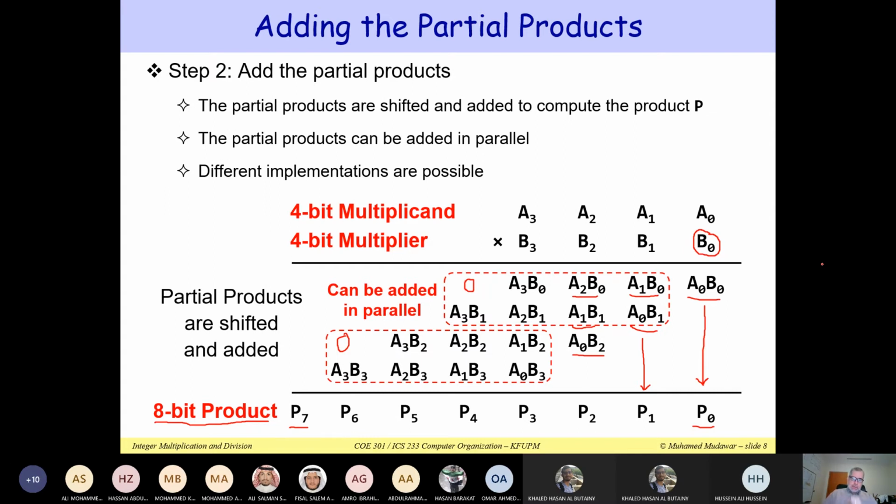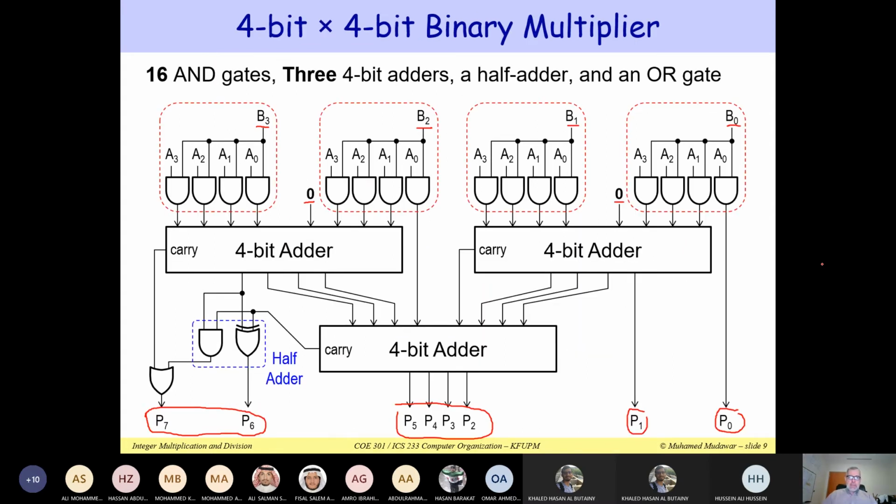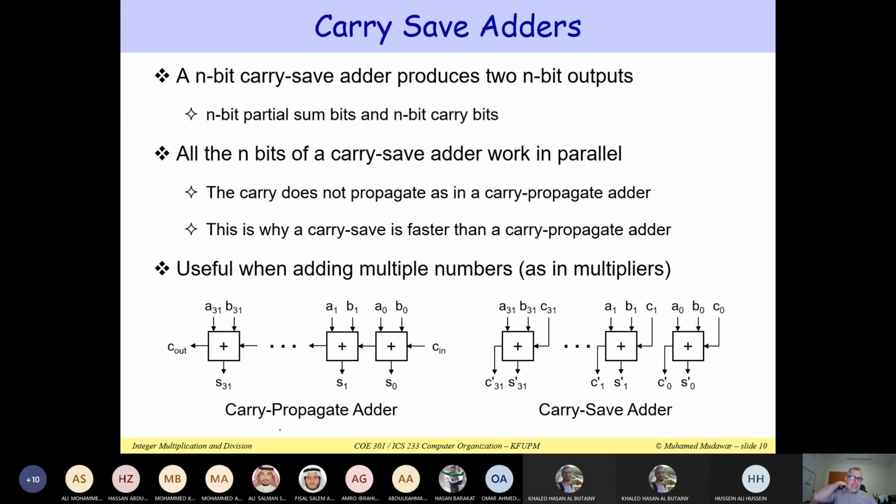So you can implement a 4x4 bit binary multiplier this way to get an 8-bit product. Things become much more complex, of course, if you are multiplying 8-bit by 8-bit. You will need more adders. You will have a tree of adders. In this example, I only needed 3 4-bit adders. Of course, in addition to the large number of AND gates, plus a small half adder and an OR gate to produce the most significant bits of the product. Now you can do it differently. We can use carry save adders.